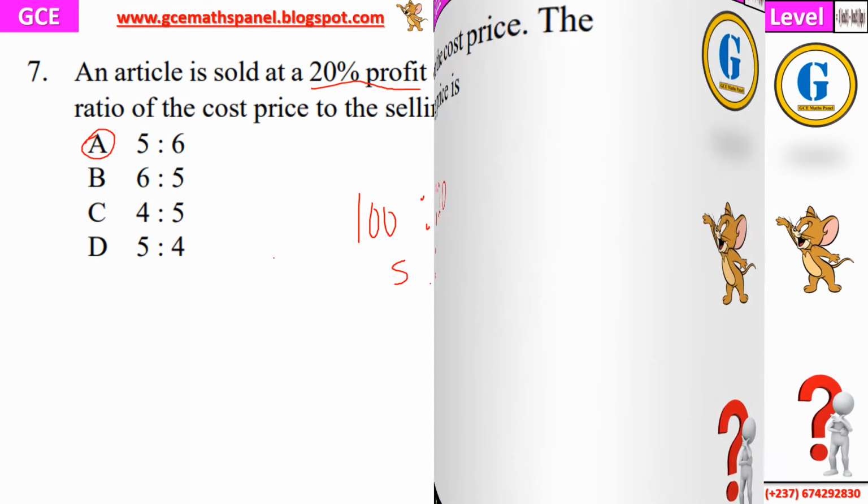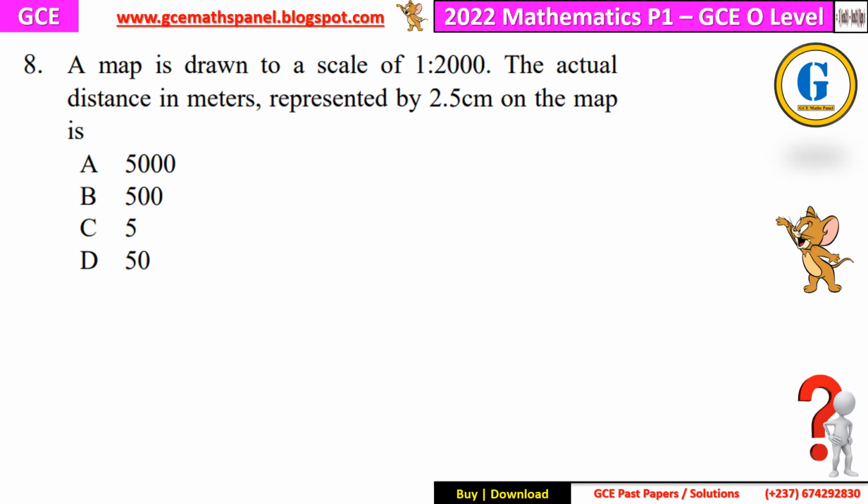Now, question 8. A map is drawn to a scale of 1 to 2,000. The actual distance in meters represented by 2.5 centimeters on the map is? So we first work with these centimeters. According to the map scale, 1 unit on that map represents 2,000 units in the real world. So 1 centimeter on the map represents how many centimeters on land? This will represent 2,000 centimeters as well on land, right? Now 2.5 centimeters on the map will represent what on land?